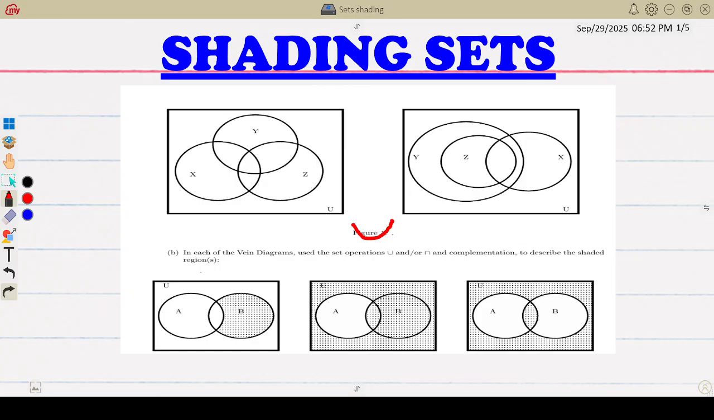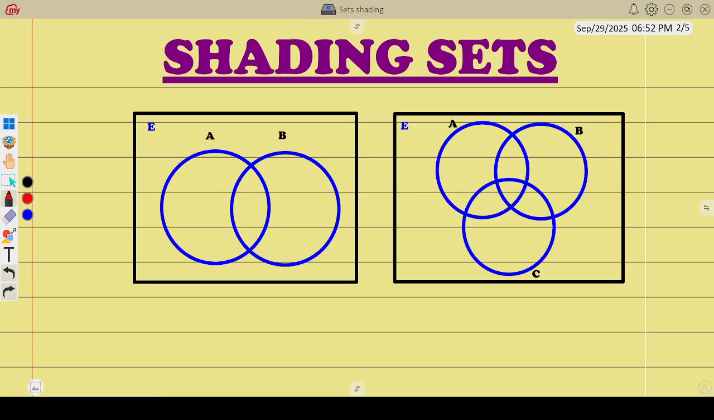Let us look at how to shade different sets under set theory. By the end of this lesson, you are going to understand how to describe this shaded area, how to describe both these, and also how to shade different kinds of operations. To get started, I'm going to start with something very basic.